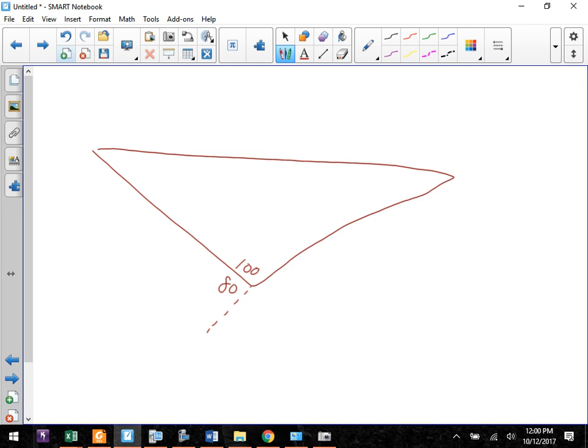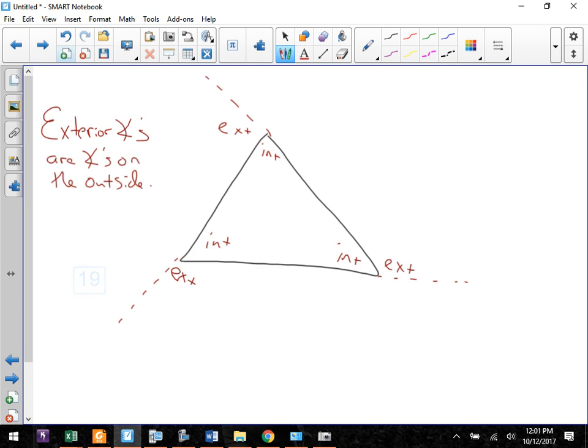Now my exterior angle is acute, my interior is obtuse. I'm looking for a general statement here. What is something you can say about the relationship between interior and exterior? 180 degrees. The sum of the interior and the exterior will always be 180.